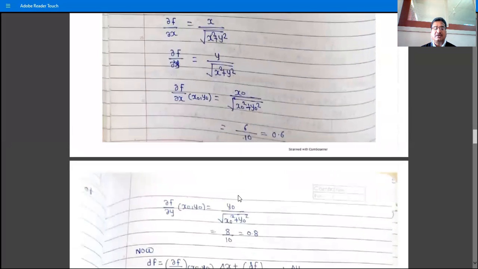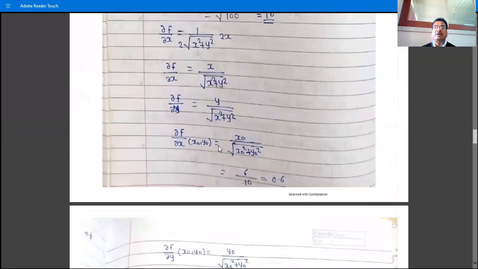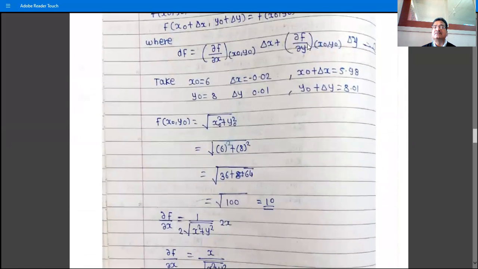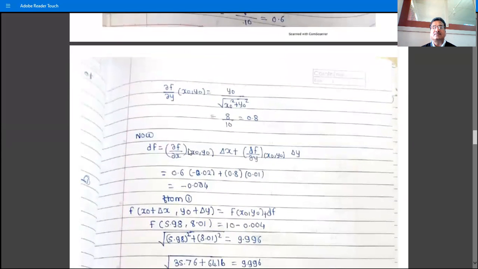This is ∂f/∂y. Substitute x as x naught, y as y naught. We have this value. And then find df. What is df? df is ∂f/∂x at (x naught, y naught) into delta x, plus ∂f/∂y at (x naught, y naught) into delta y. This is the formula. And then substitute ∂f/∂x at (x naught, y naught) is 0.6.